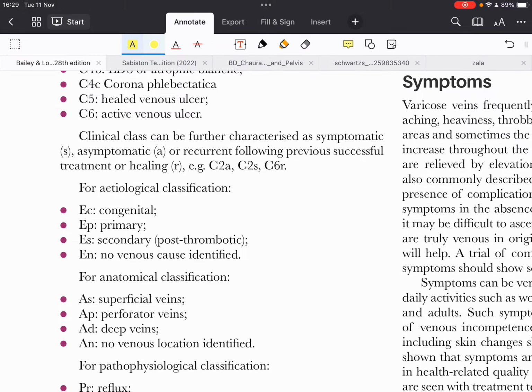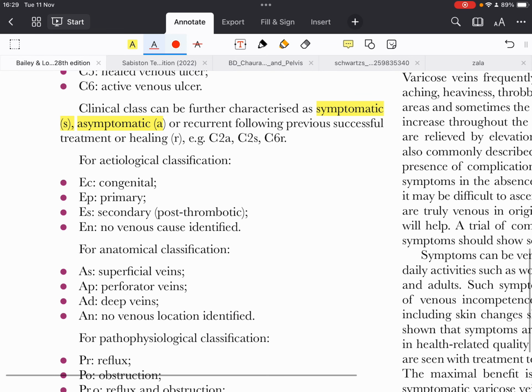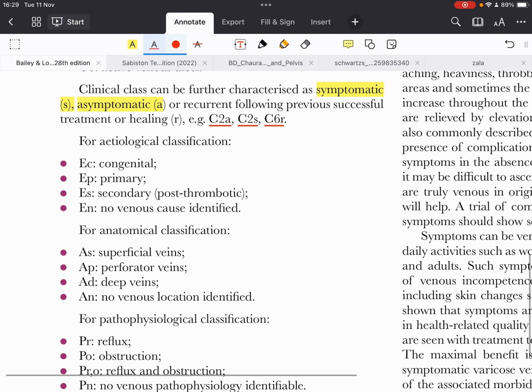And recurrent. If symptomatic, it is S; if asymptomatic, it is A. C2A, C2S, C6, okay. R for recurrent following previous successful treatment, this is called R.